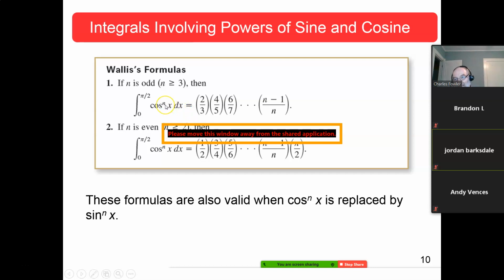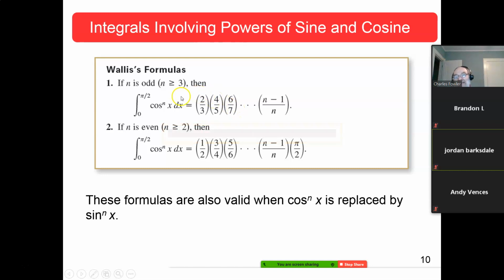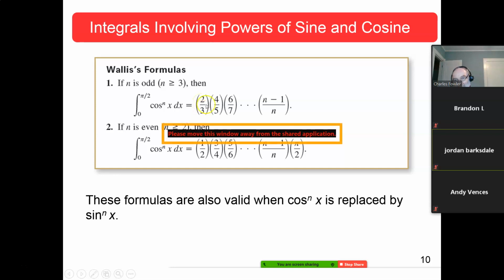If n was 5, odd, but greater than 3, then it would be 2 over 3 times 4 over 5. If it was 7, then it would be 2 over 3 times 4 over 5 times 6 over 7. And it keeps going up until you reach n minus 1 over n. And that's what these represent: 3 minus 1 over 3, 5 minus 1 over 5, 7 minus 1 over 7, n minus 1 over n.